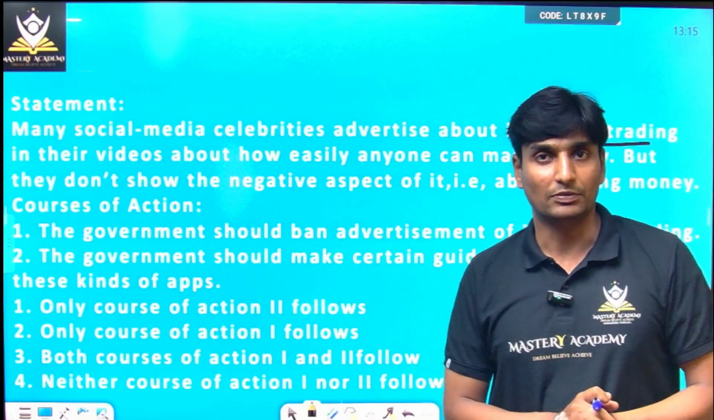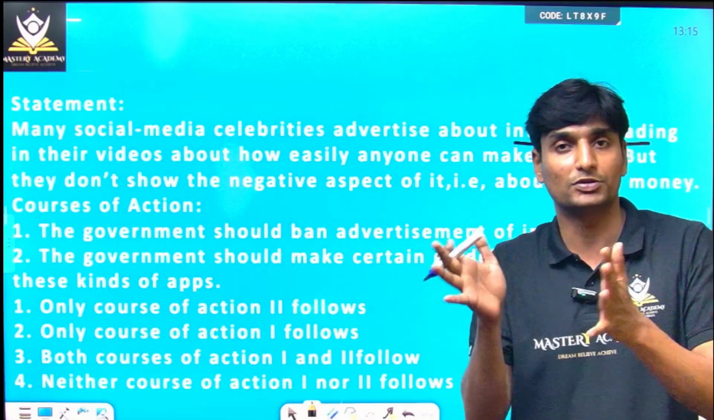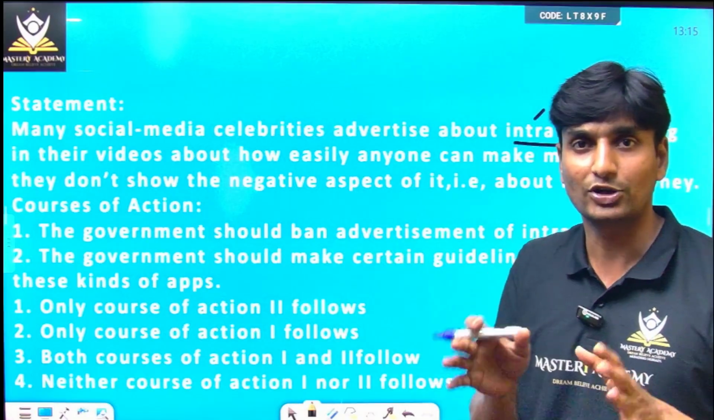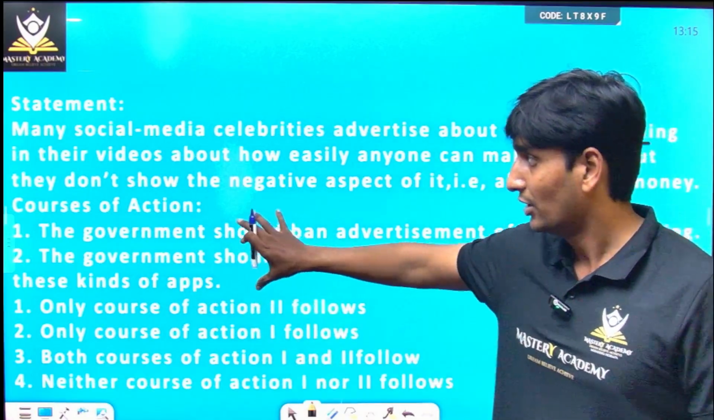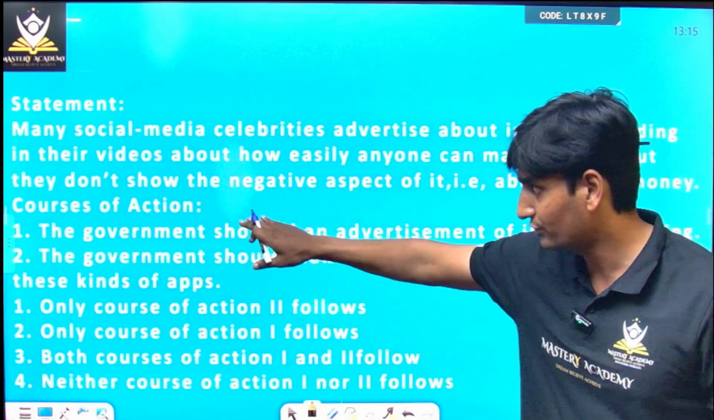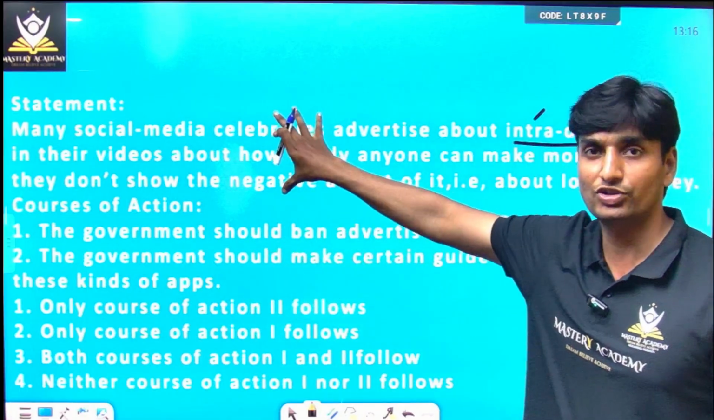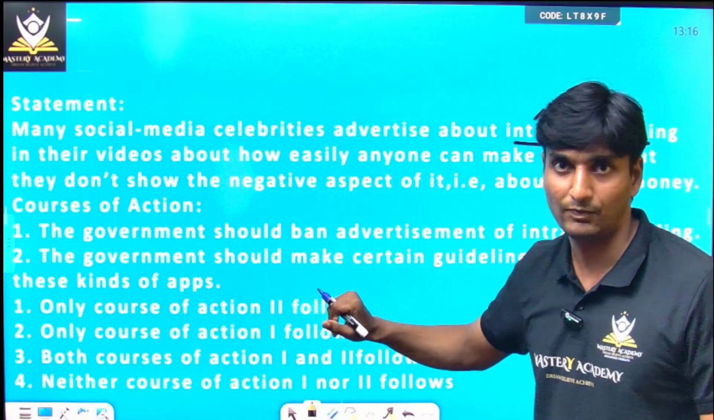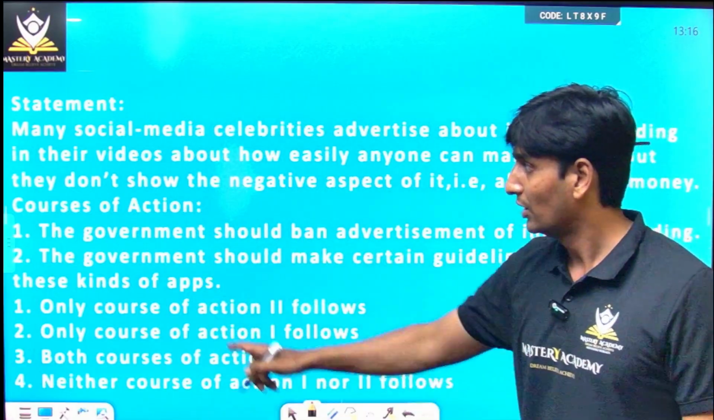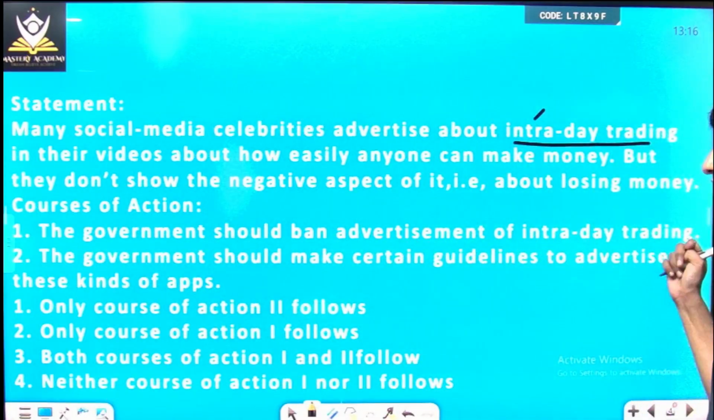So what should be done? They are telling you to do this particular kind of business, but they only speak about the positive approach. What about the negative approach? They don't speak on that. So what should be the proper course of action that an individual has to take? Which of these two given courses of action will fit as a solution to this given summary? That is what we have to find out here, and these are the options that you will have to mark. Course of action, first one: the government should ban advertisement of intraday trading.